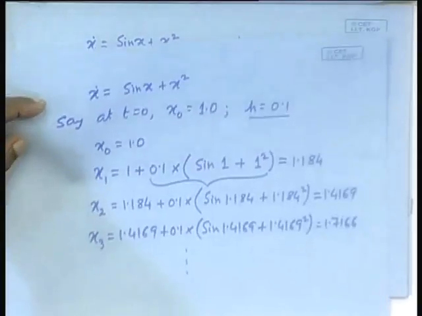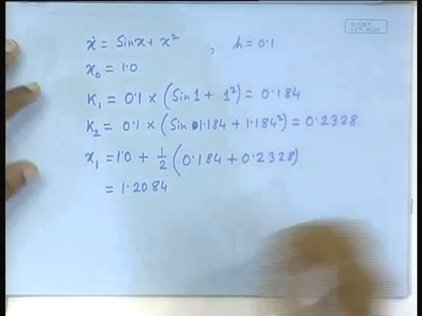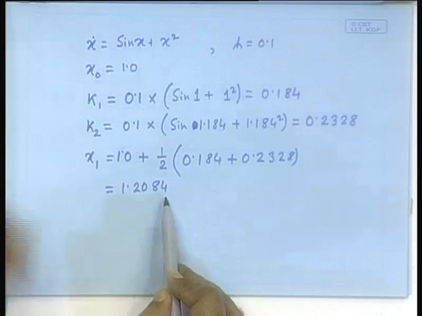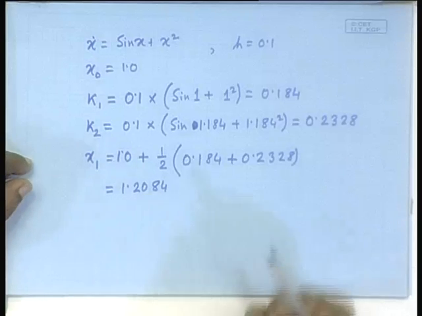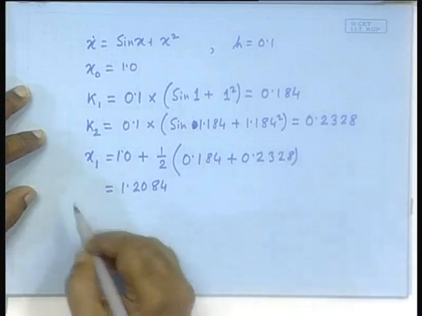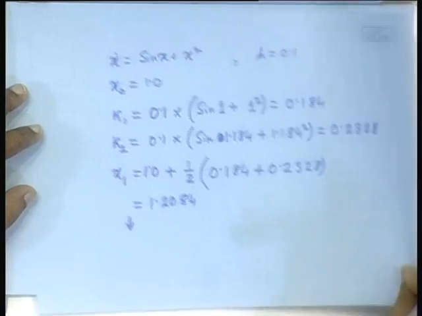See, in the Euler method, at the end of x1 we had calculated 1.184, while by using the trapezoidal rule we have found x1 is equal to 1.2084, which is a better approximation than the earlier step. Similarly, in order to calculate x2, we go to the next step and calculate it again.